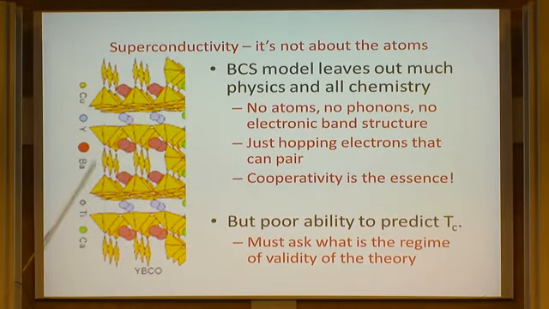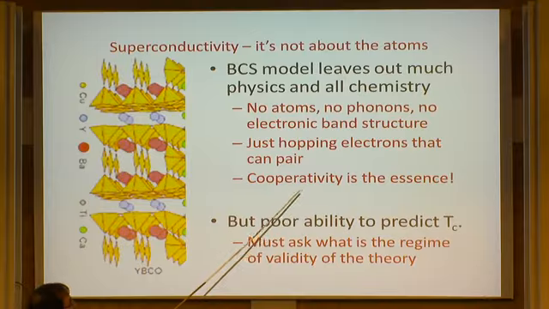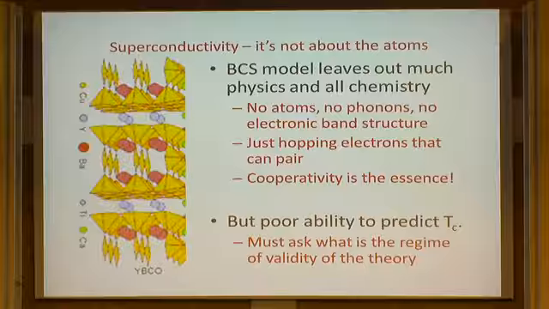Now, the big surprise is that this model leaves out much of the physics and all of the chemistry. The way it was solved was not by worrying about the atoms or phonons or the electronic band structure. What BCS realized was that the only thing that's important is how pairs of electrons dance around each other on the crystal lattice. And that correlated motion of the electrons, when you just describe that, turns out to predict all these results. So what they look at is the cooperativity of the hopping electrons. That's the important thing. So you get something for nothing, it seems, but not really.